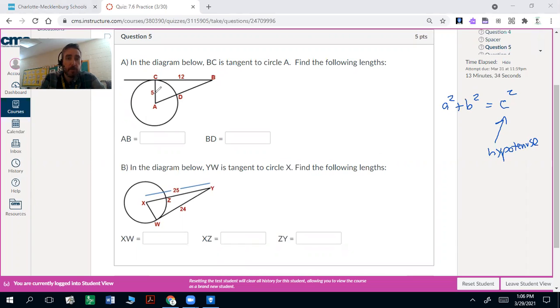So in this diagram here, you have a right triangle drawn for you. It says BC is tangent to circle A. So knowing that information allows me to put a right angle right here, right at point C.